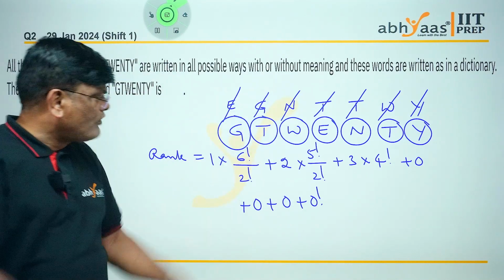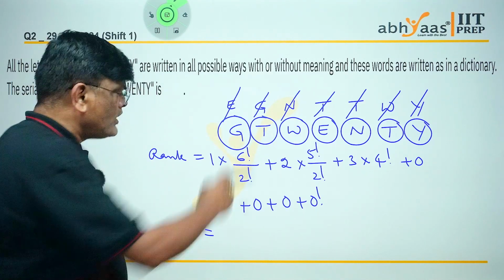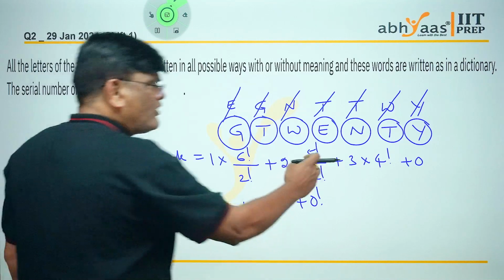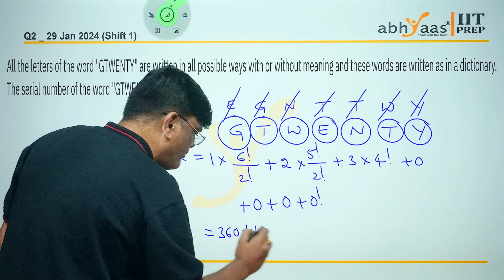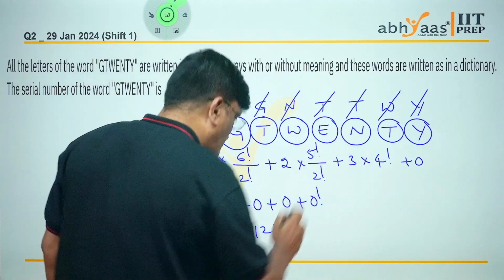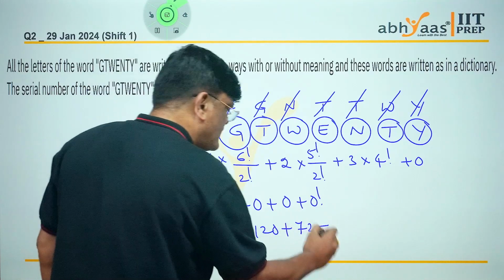Okay, so after that, now what is the answer here? 6 factorial means 720. 720 by 2, this is 360. Now 5 factorial, 120 by 2, so 60 into 2, 120. Next 24, 4 factorial, 24 into 3, 72. In the last, 0 factorial means it is 1.